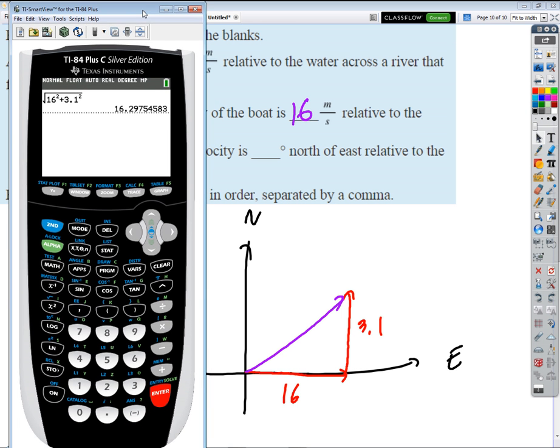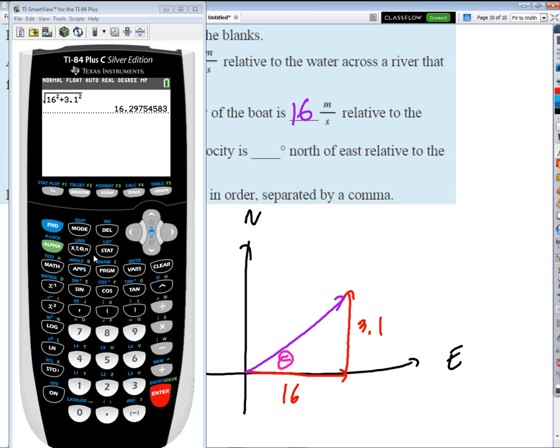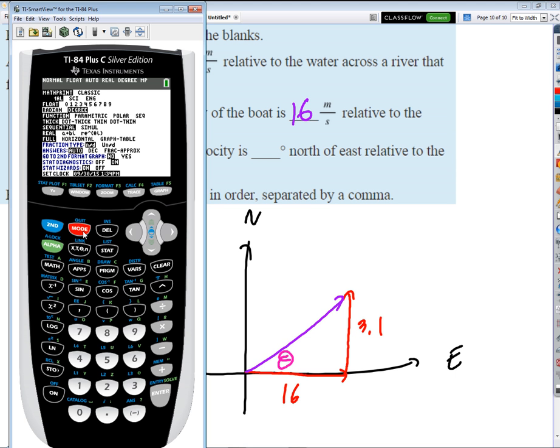Now, what else here? So we've got to find the angle, right? The angle theta. In degrees mode. Right, you've got to be in degrees mode. So we're going, Mode. Where's mode? Oh, right there, there we go. Mode, I'm in degrees. Perfect.